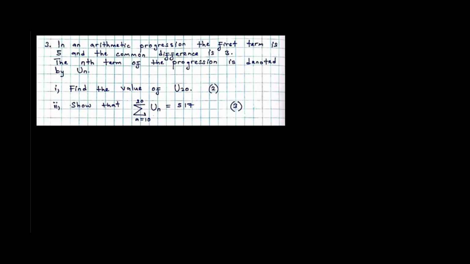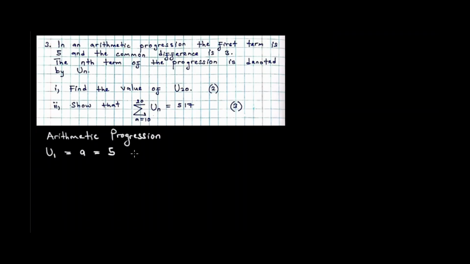So let us start with part 1. Let us write down what the question has told us. When we read the question, it says in an arithmetic progression, meaning we are dealing with what? An arithmetic progression. That is very important. In this arithmetic progression, the first term is 5. We know that the first term can be denoted by the notation u1 or simply a. So u1 is equal to a, which is equal to 5.